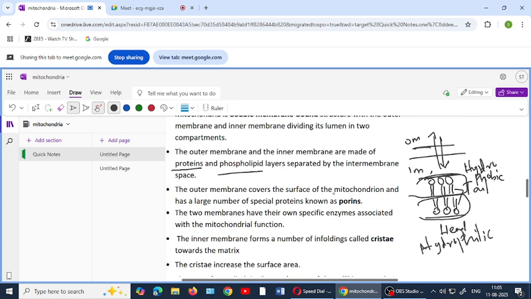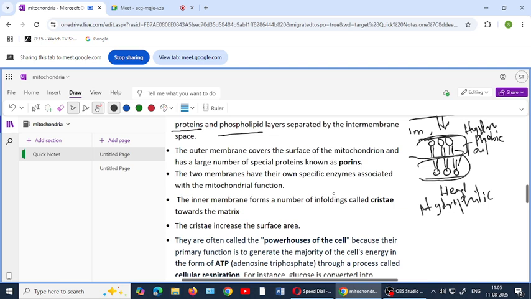And the next point is the outer membrane covers the surface of mitochondria and has a large number of special proteins known as porins. Here we talked about proteins. What is the protein name? Porins. These porins are present at the outer membrane. If this is the outer membrane, this is the inner membrane. Here porins are present. Porins are small proteins which create channels like this.